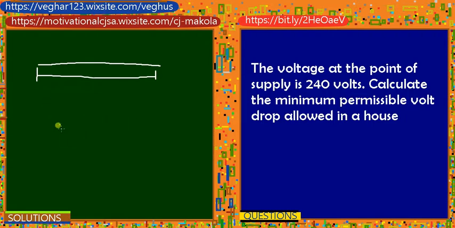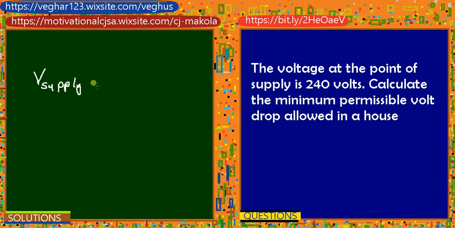So we have something like 240. They said the voltage at the point of supply is 240. So we have a voltage of 240 as a supply voltage, and then they ask to calculate the minimum permissible voltage. Okay, so for a voltage drop, we'll use this equation to calculate the minimum one.